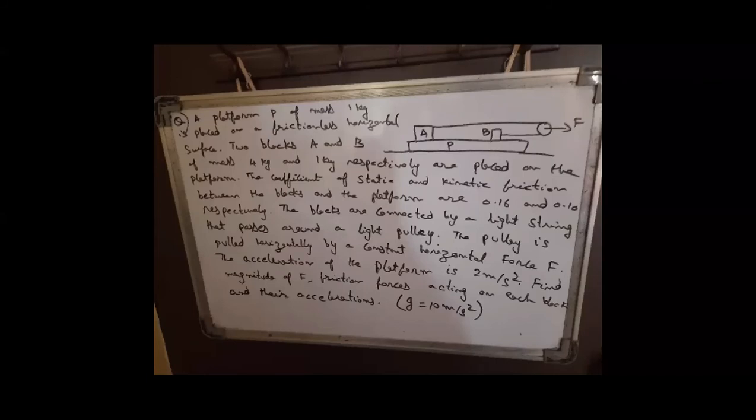The acceleration of the platform is given to be 2 meters per second squared. We have to find the magnitude of the force F that is applied, and also the friction forces acting on each block and their respective accelerations.